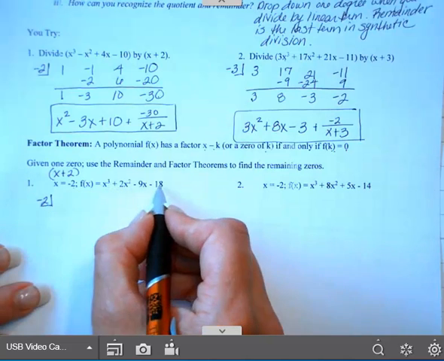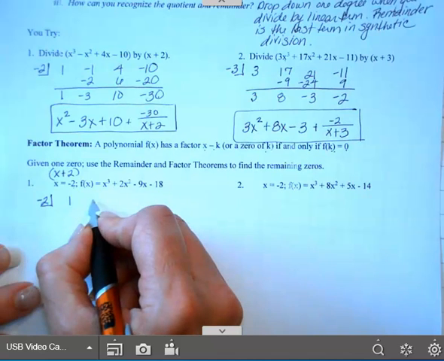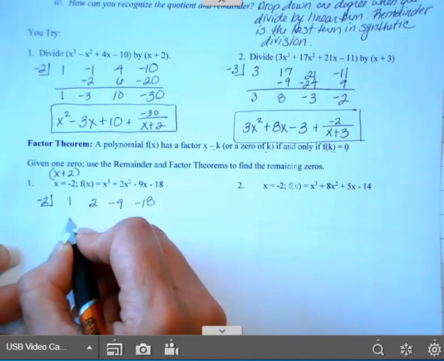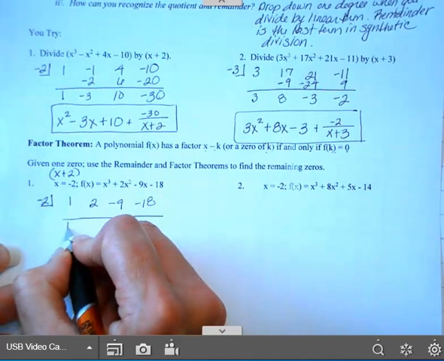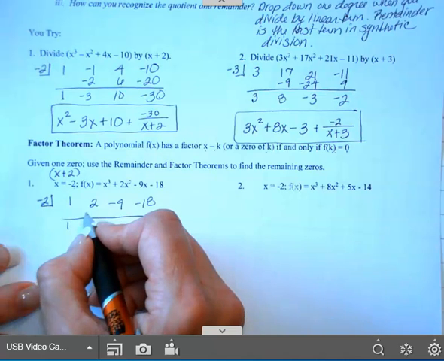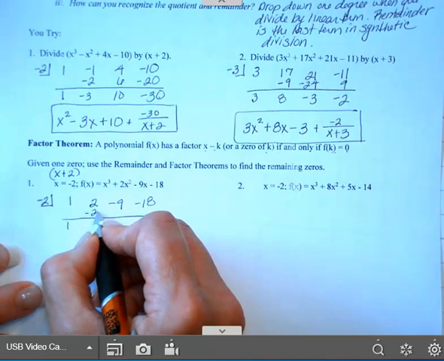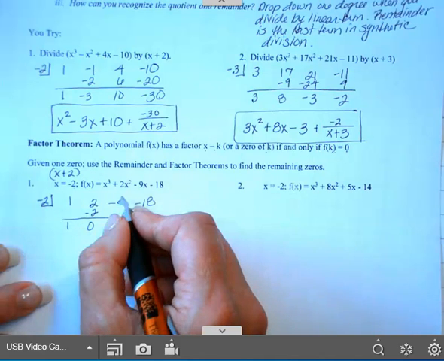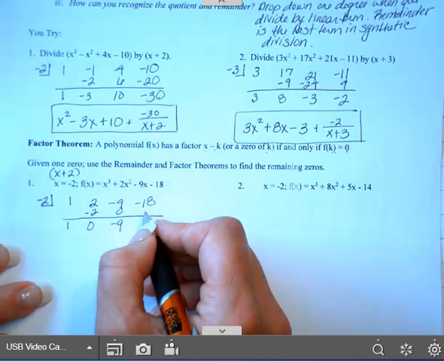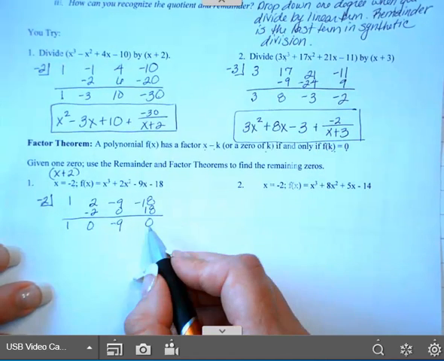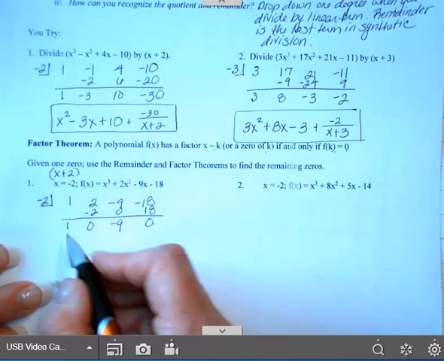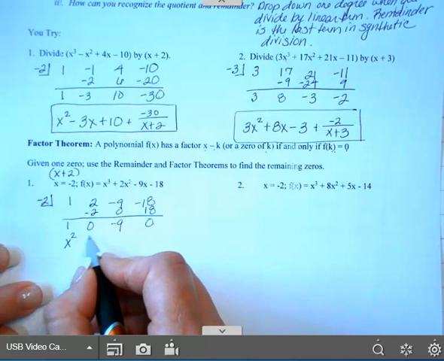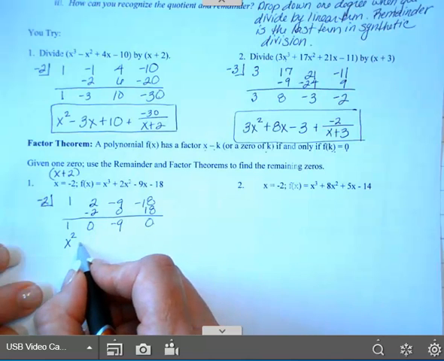I don't need a placeholder here. I'm going to write my coefficients. So 1, 2, negative 9, negative 18. Drop your 1, your first term, and then you're going to multiply. Negative 2 times 1 is negative 2, and add. Then multiply those. So negative 2 times 0 is 0, then add. That'll be negative 9. Then multiply and add. And notice my remainder is 0. And this drops down 1 degree, so this is x squared plus 0x, so I'm not going to put that in there, minus 9.